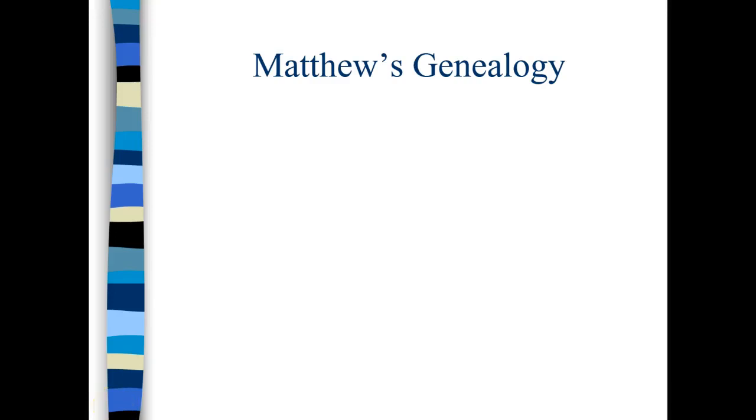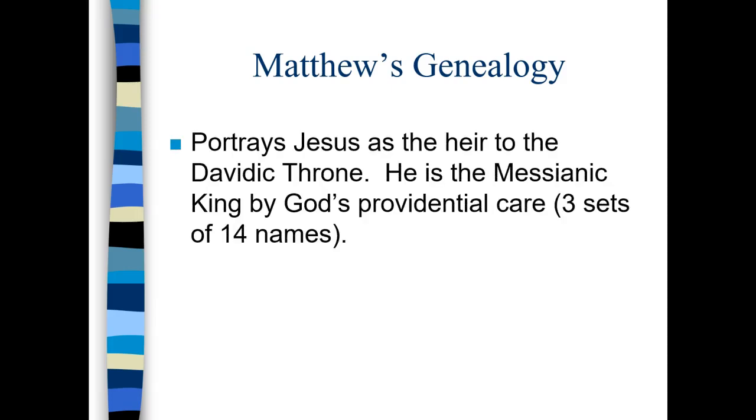In this introduction to Matthew's Gospel, we're going to just look at Matthew chapter 1 and what's actually going on here in the chapter. So the chapter begins with portraying Jesus as the heir to the Davidic throne. That is a kind of promise that is made in the Old Testament to David, that one of his descendants would sit on a throne.